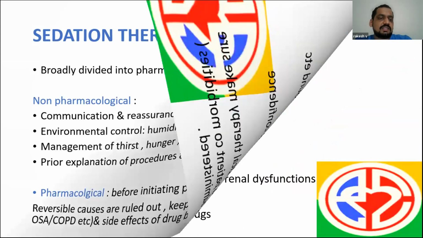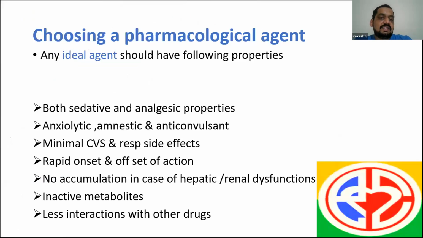Coming to pharmacological agents. Any ideal agent should have the following properties. It should be sedative, anxiolytic, amnestic, and anticonvulsant, with minimal side effects, rapid onset and offset, and no accumulation whether there is hepatic or renal failure. There should not be any active metabolites.